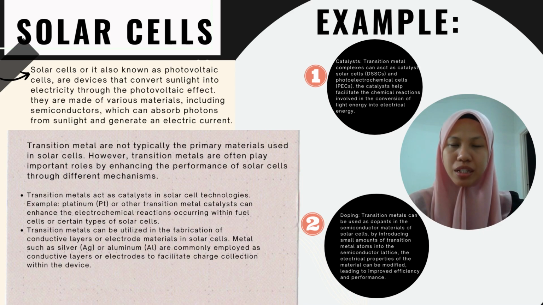Next, doping. Transition metals can be used as dopants in the semiconductor materials of solar cells by introducing small amounts of transition metal atoms into the semiconductor lattice. The electrical properties of the material can be modified, leading to improved efficiency and performance.